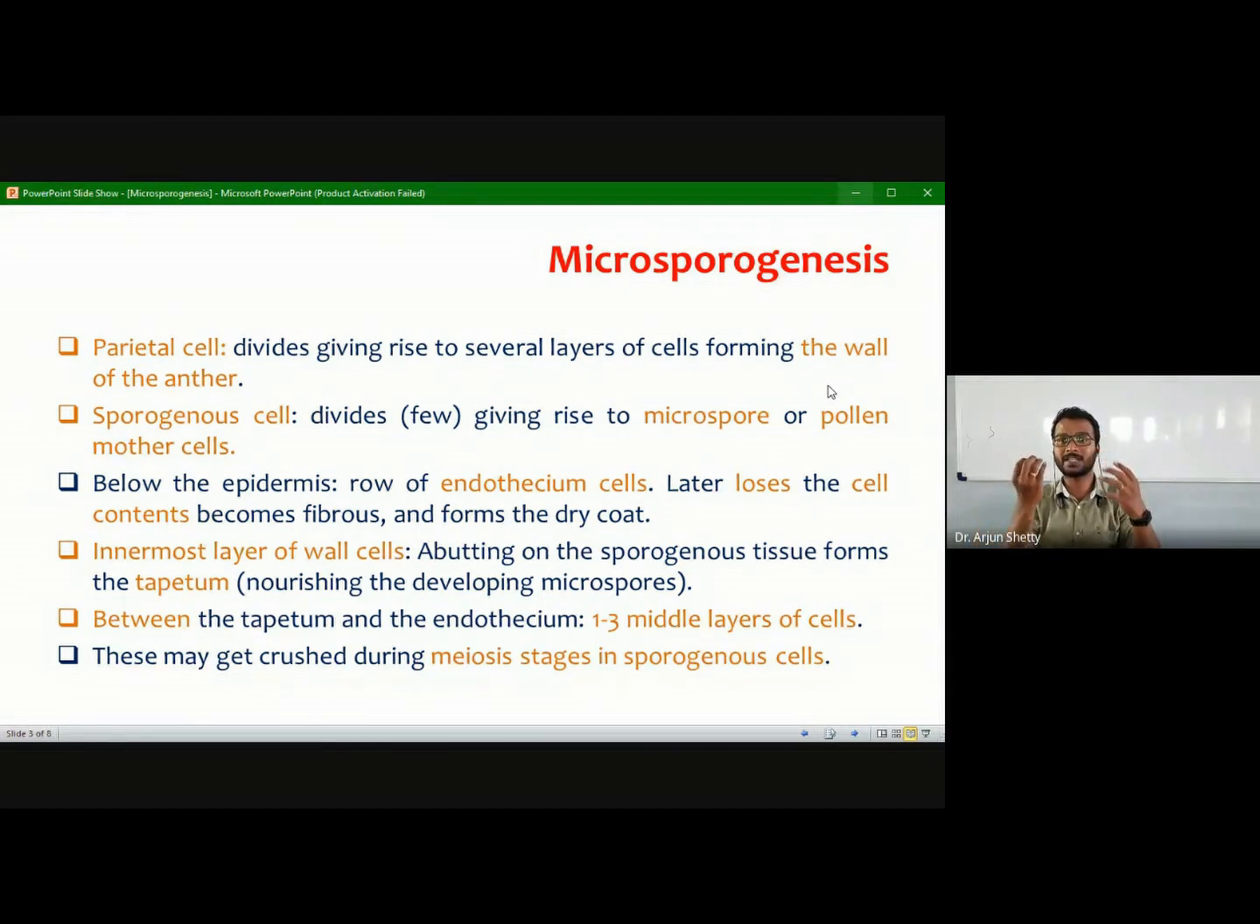these wall layers, the microspores cannot come outside of the anther. So they have to come out. For that, the wall layers are going to weaken and be crushed by different forces, and finally the mature microspores are going to come out, and these pollen grains will be in search of the female reproductive parts for reproduction.